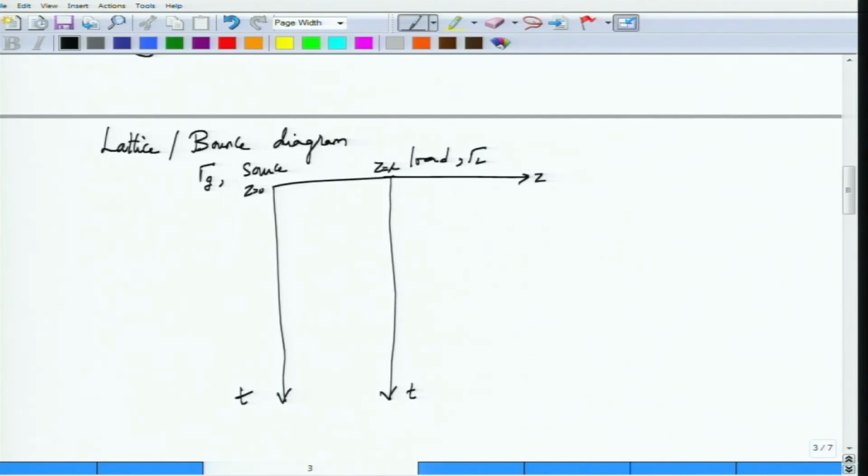This is called a space-time diagram or lattice diagram, because on the horizontal axis you have the distance between the source and the load on the transmission line, and on the vertical you have the time coordinates. So you have space as well as time coordinates, therefore this is called a space-time or lattice diagram.